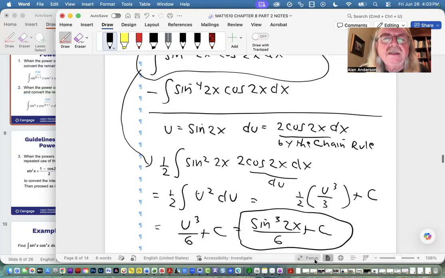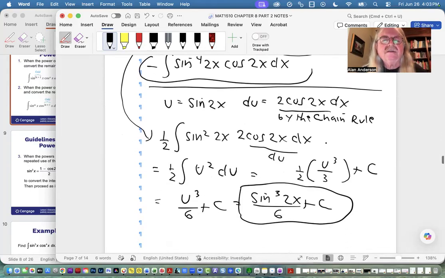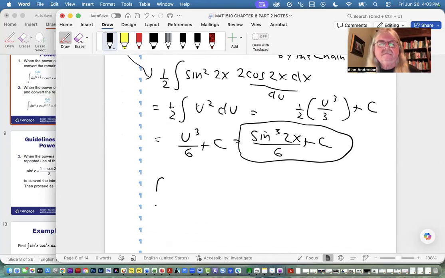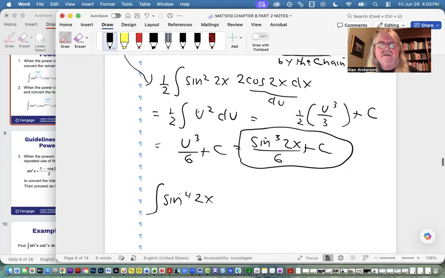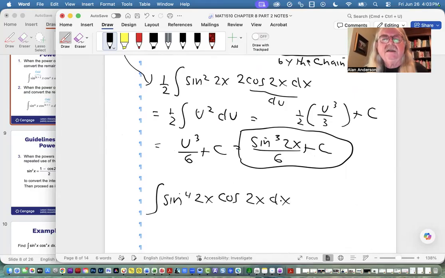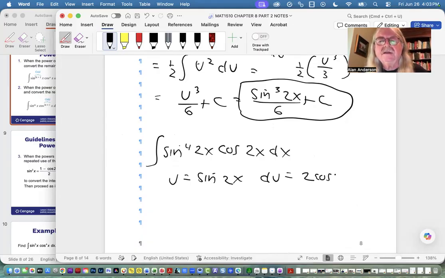And then, of course, I need to now contend with this one: sine to the fourth of 2x cosine 2x dx. It's the same basic thing. If we let u be the sine of 2x, then du is 2 cosine 2x dx.